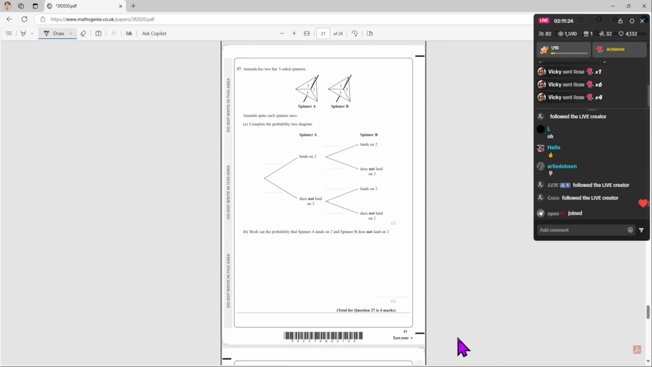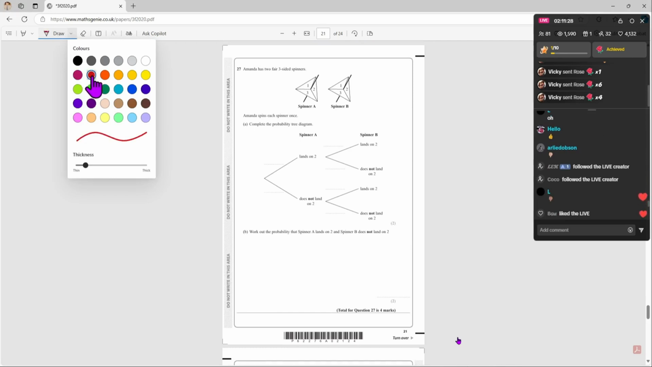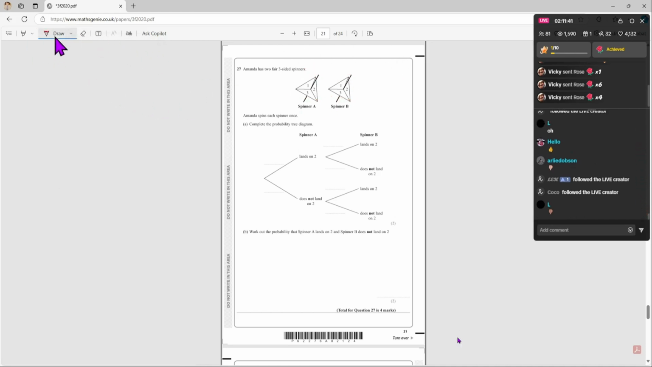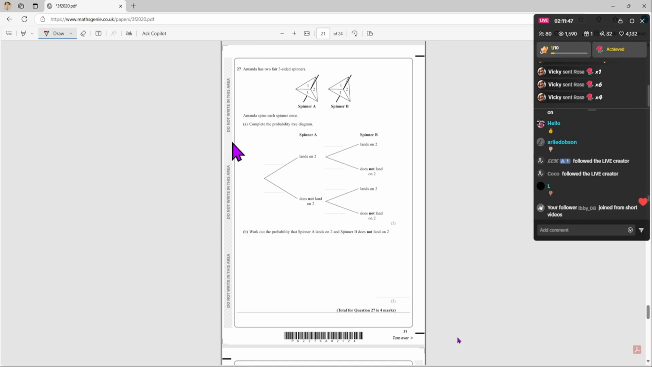So who likes probability? We're doing probability now. Amanda has 2 fair 3-sided spinners. So these are our 2 spinners. Amanda spins each spinner once. Complete the probability tree diagram, okay?